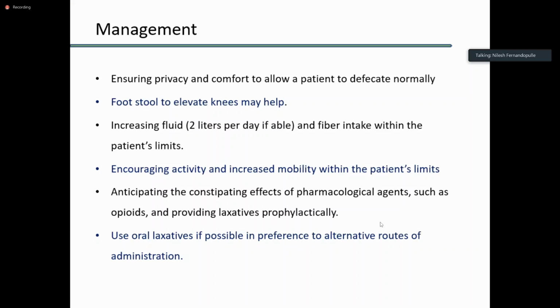Increasing activity and mobility in patients is useful. And anticipating the constipation side effect of the drug which you're giving. Like obviously, we know opioids cause constipation. So you give laxatives prophylactically. Okay, you give a stimulant laxative prophylactically. And use oral laxatives if possible in preference to alternative routes. Okay.